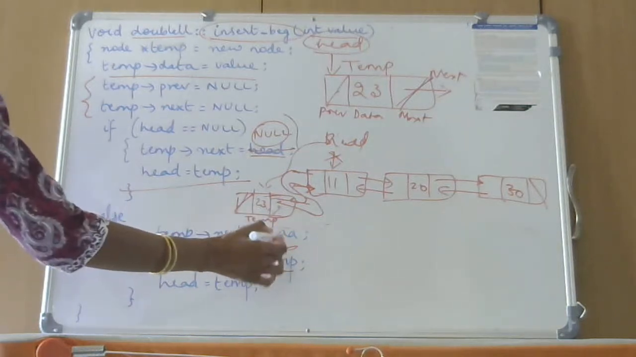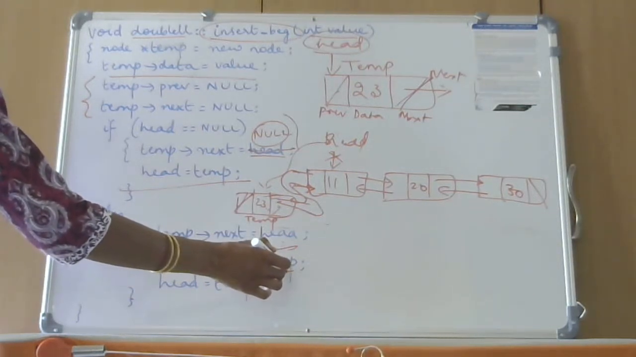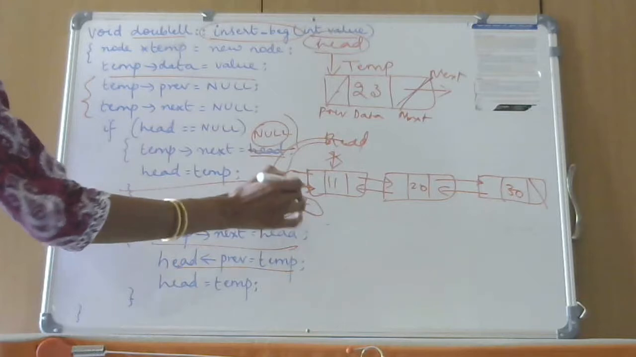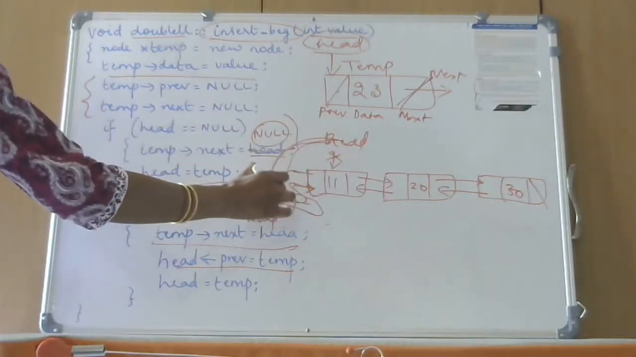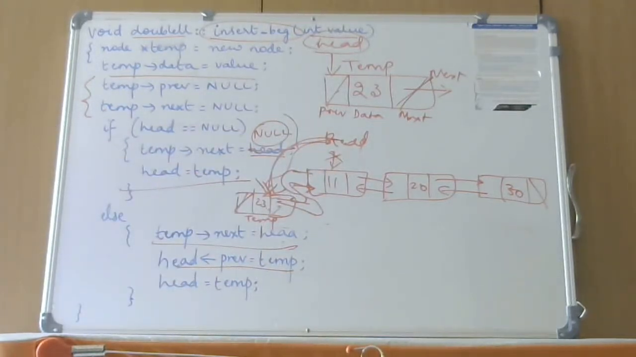Temp of next should point to head. Head of previous also should point to temp. Head will become the new temp, or temp will become the new head. So head is equal to temp. So this is how you insert at the beginning.